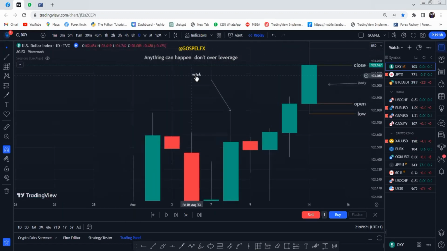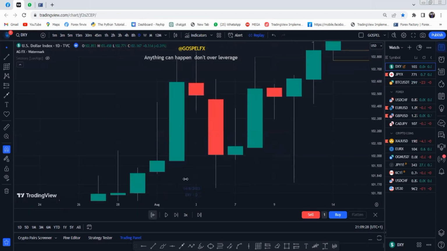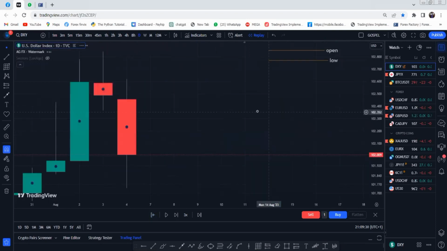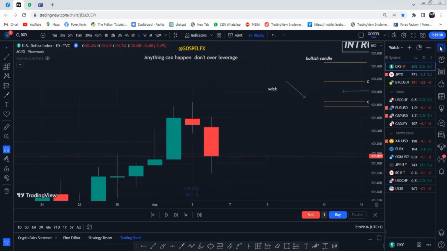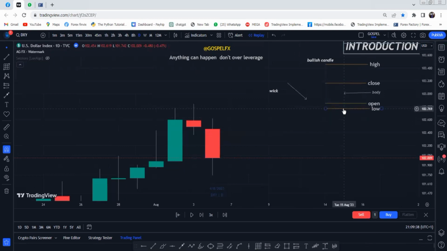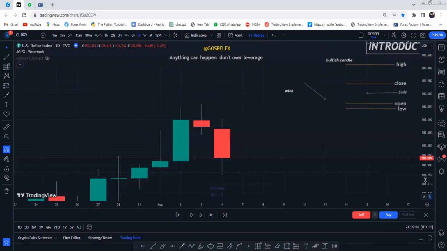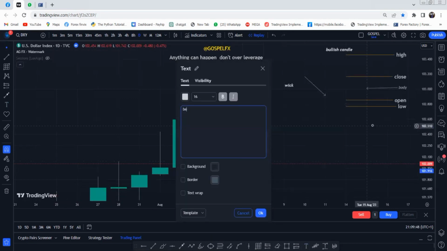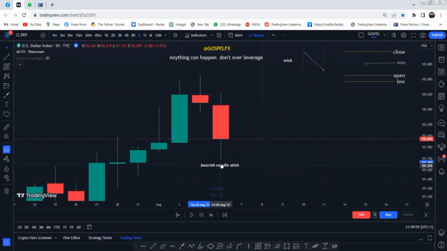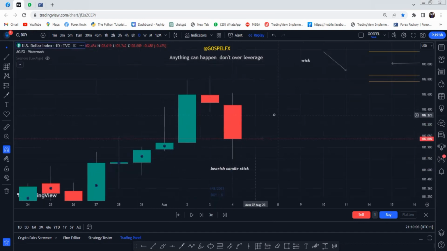Now let's study how a bearish candle is. I'm going to hide all this so that we can study this. This is a bearish candle right in front of me. You can call it a bearish candlestick. This one, the red candle, is a bearish candlestick.